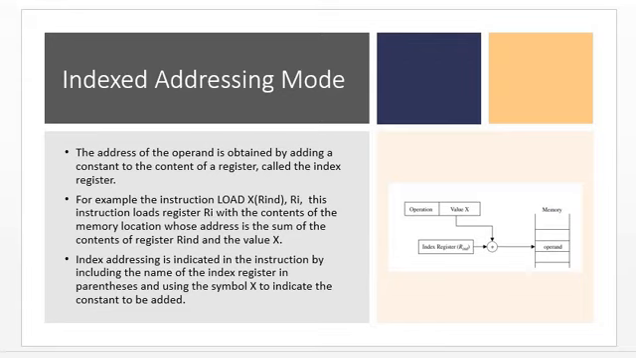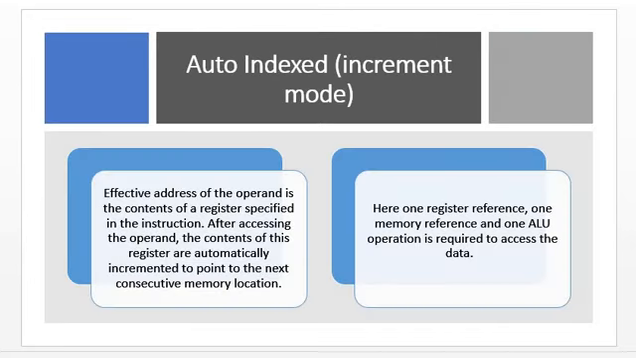Then lastly, we look at auto-indexed or increment mode. In this case, the effective address of the operand is the contents of the register specified in the instruction. So after you have accessed the operand, the contents of this register are automatically incremented to point you to the next memory location where you access the relevant data. So in auto-indexed, one register will reference one or more memory locations. So I think that's all.